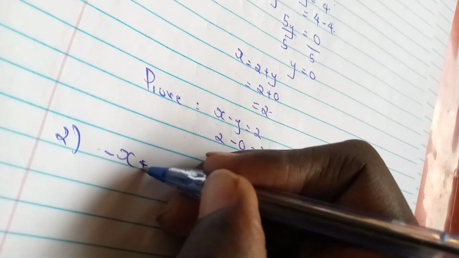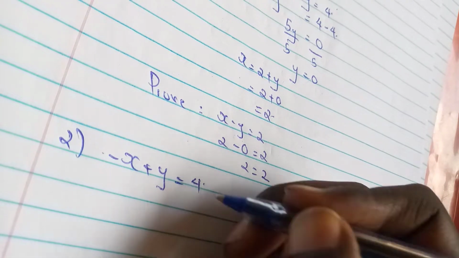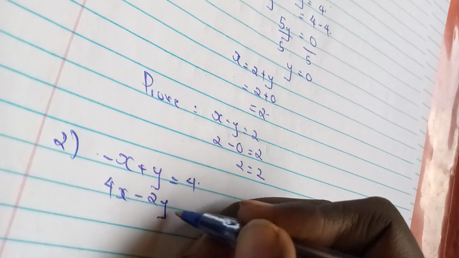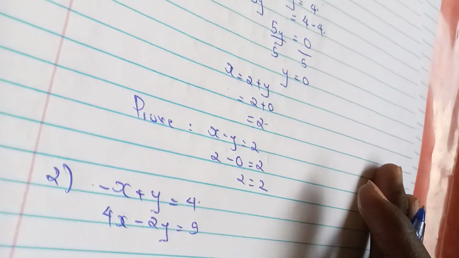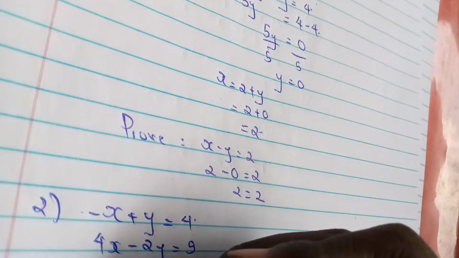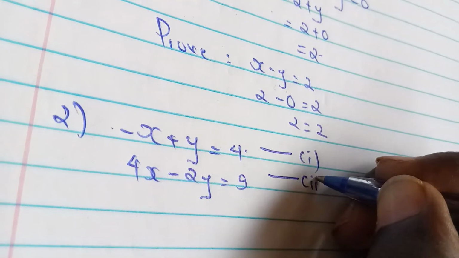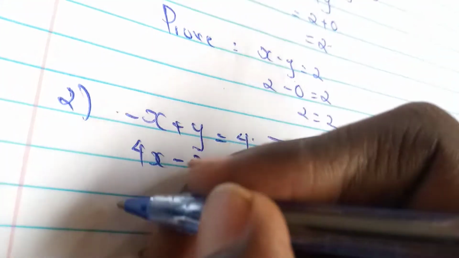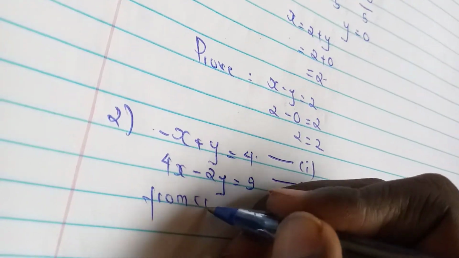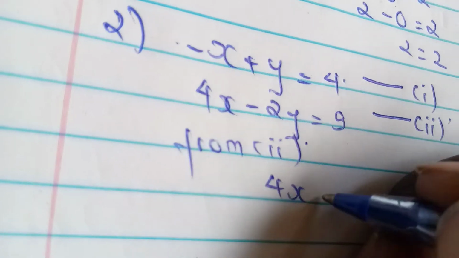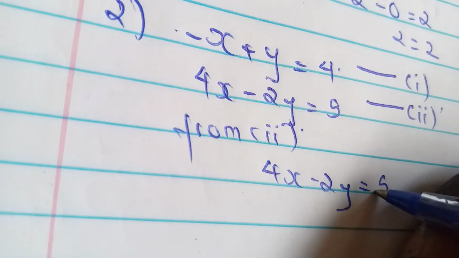Let's look at example 2. Example 2 is having negative x plus y equals to 4, and 4x minus 2y equals to 5. So the first thing is to name this equation 1 and this equation 2. Let's use equation 2. From equation 2, this time let's make x the subject of the formula, which is 4x minus 2y equals to 5.